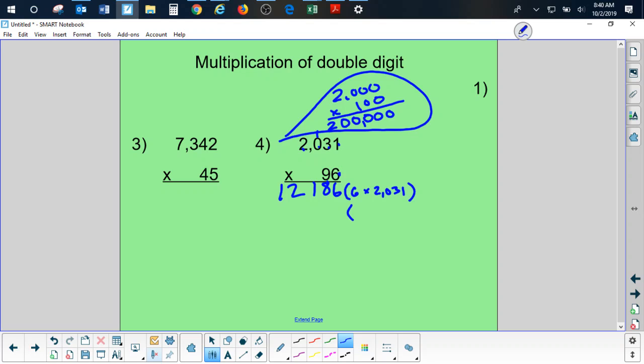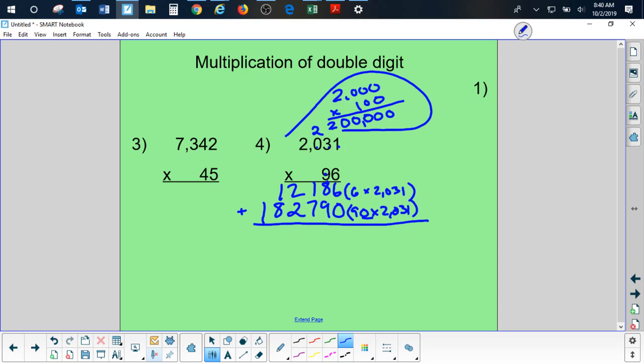If I go down a row, I'm actually multiplying 90 times 2031. That helps us, again, remind ourselves that we need a 0 as a placeholder because we're multiplying by 90. I can go through, multiply my 9 times 1, 9 times 3, and 9 times 2. 9 times 1 is 9. 9 times 3 is 27. Put down my 7. Regroup my 2. 9 times 0 is 0, plus 2 is 2. And 9 times 2 is 18.